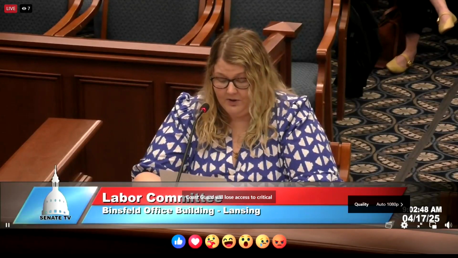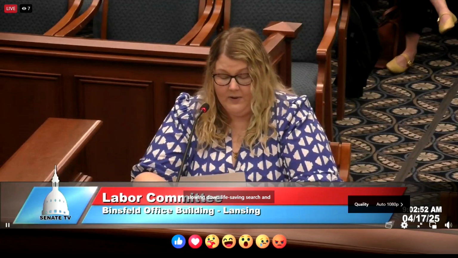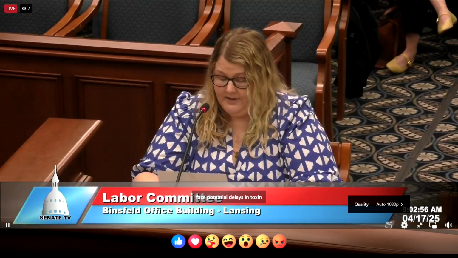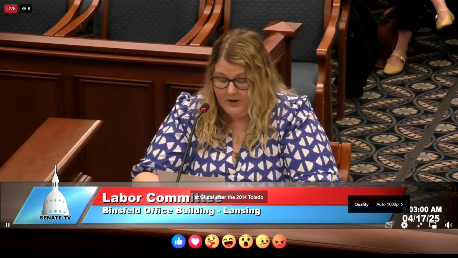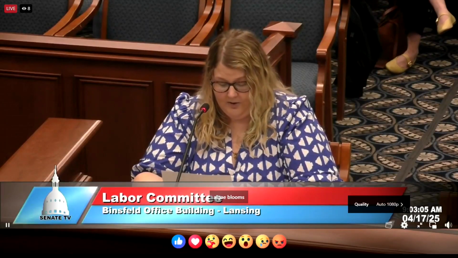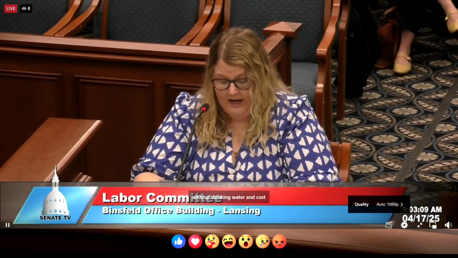The U.S. Coast Guard will lose access to critical wind, wave, and ice forecasts, slowing down life-saving search and rescue operations. We also face potential delays in toxin forecasting, which was developed at GLERL after the 2014 Toledo water crisis, when toxic algal blooms left over 400,000 residents without drinking water and cost the city upward of $65 million.